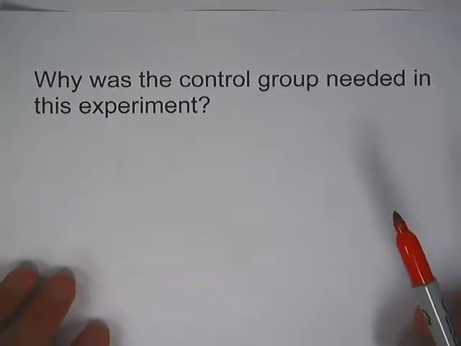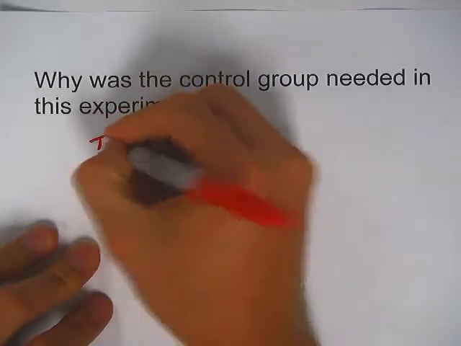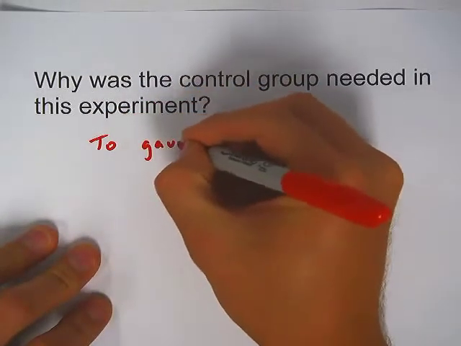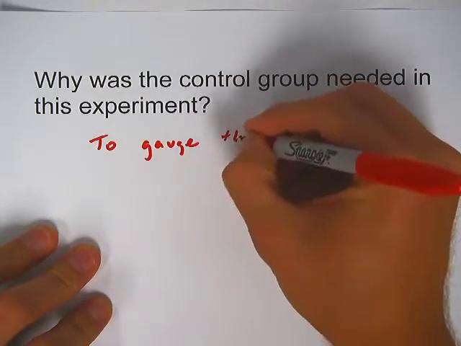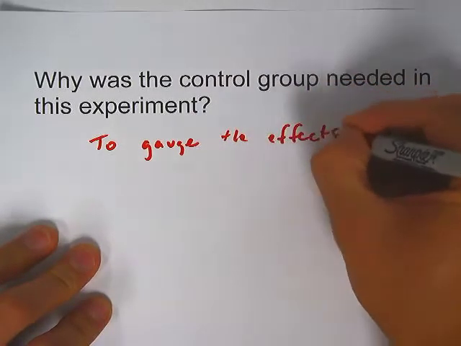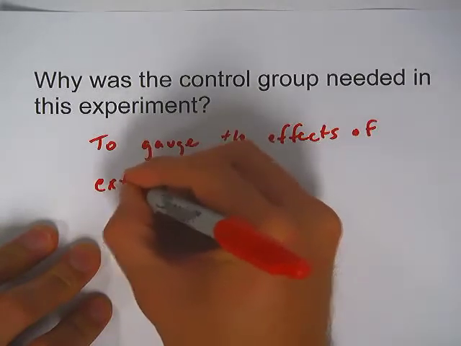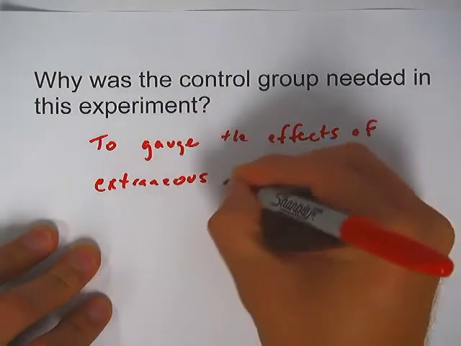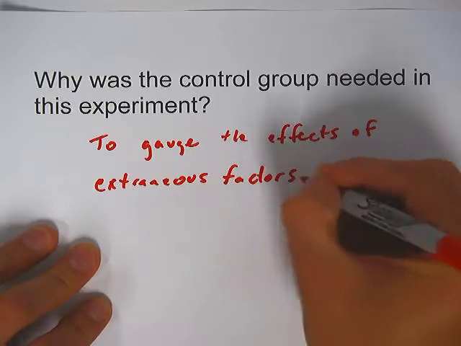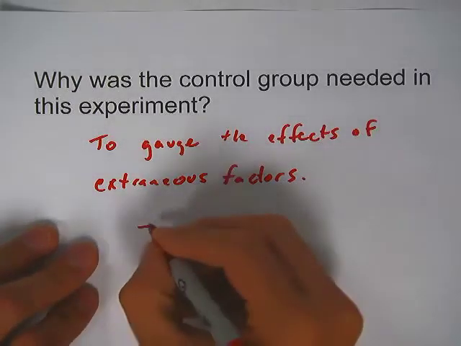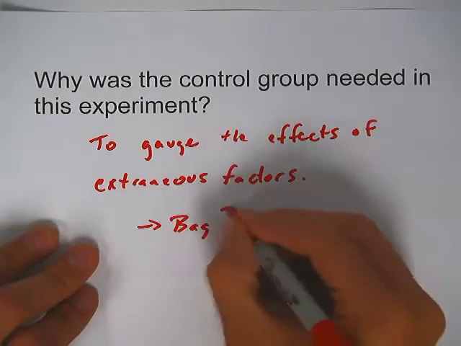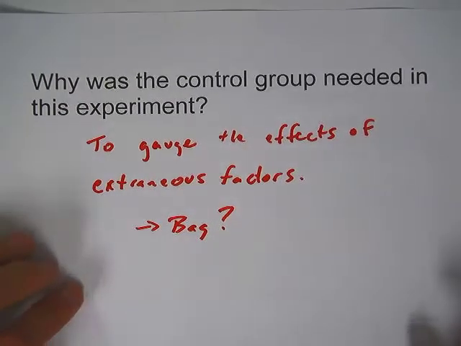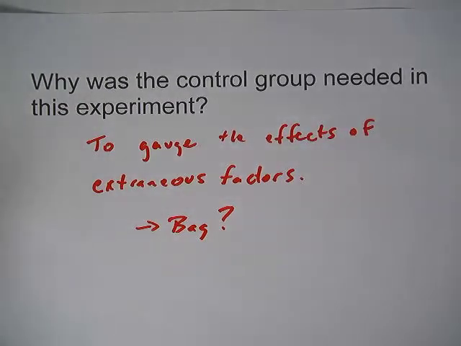So the question now is why was that control group needed in the experiment? And really, a control group is always there to gauge the effects of extraneous factors. Okay, so in this case, maybe the bag was bad. So maybe the bag let in a lot of extra air and really discolored the strawberries.